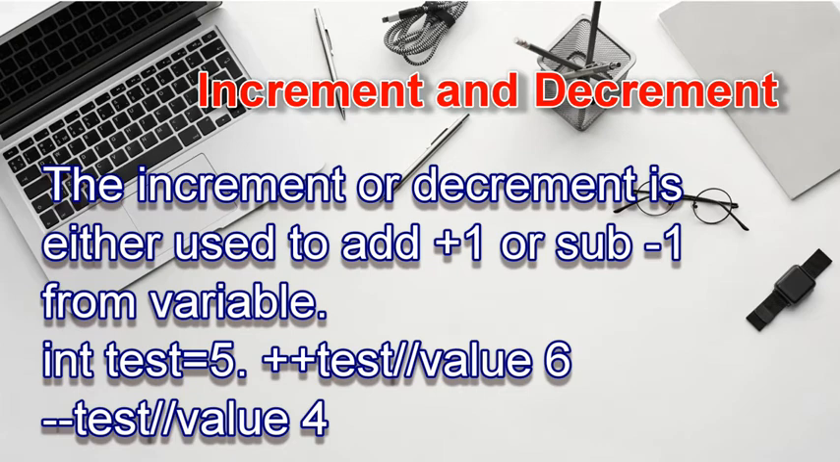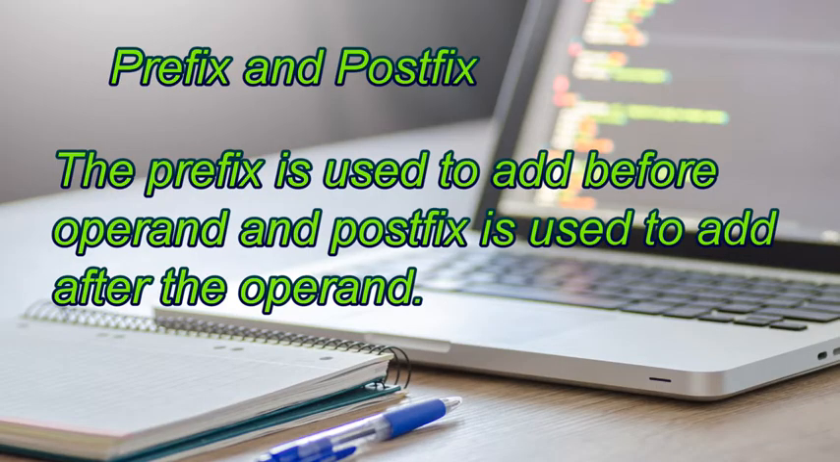So whenever I'm talking about increment and decrement operators, it adds one to a value or subtracts one from it. You can see in the example code, I have taken test equals 5 and after that I have written plus plus test. In that case, the test value will become 6 when I use the increment. In the second case, I have written test equals 5, then given minus minus test. In that case, it will reduce the value from 5 to 4. That was the increment and decrement operator.